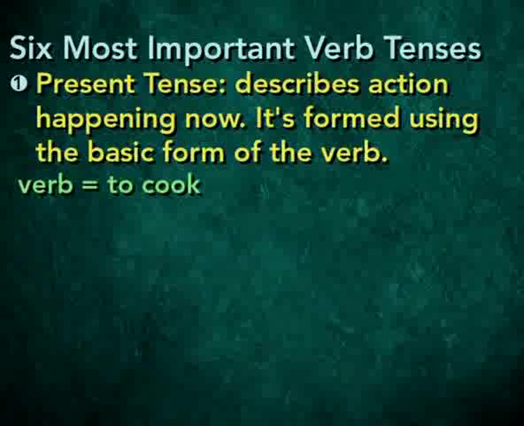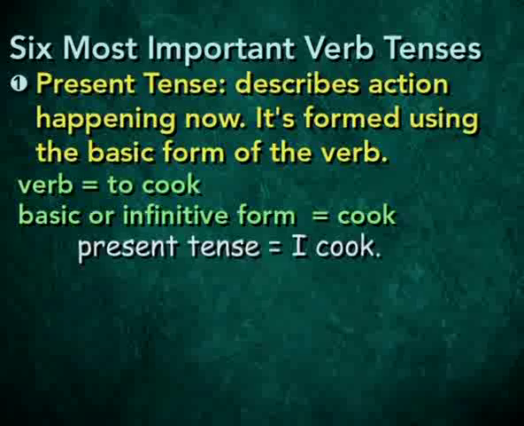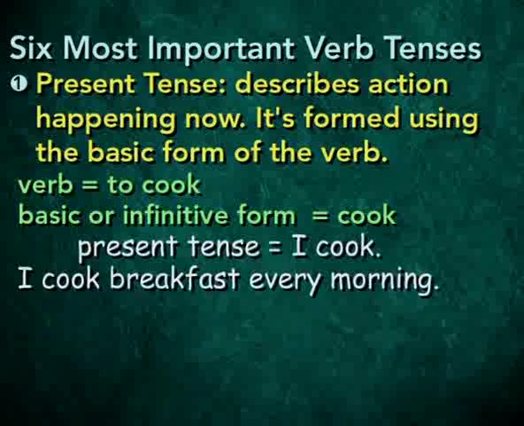Now, take the verb to cook. Remember, we saw that the basic or infinitive form of the verb is cook. You would use this in creating the present tense of the verb. For example, I cook. I cook breakfast every morning. Describe something that's happening now. Notice that with certain subjects, you add an s to the end of the basic form.